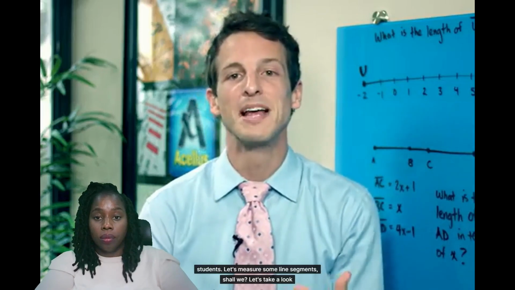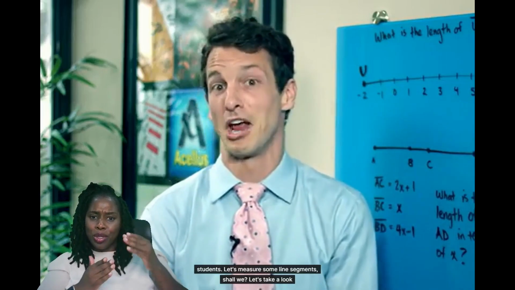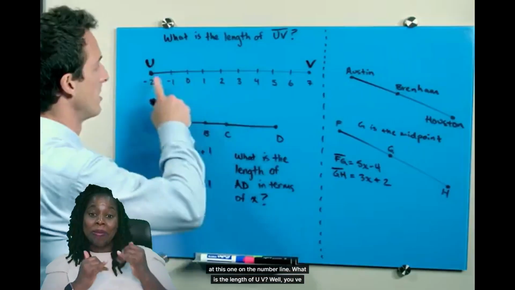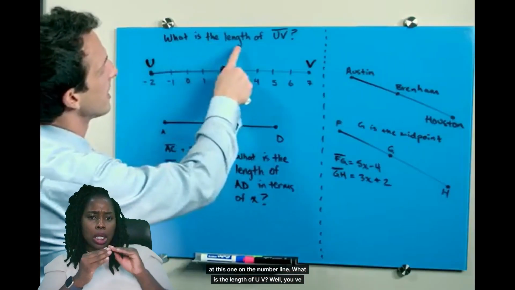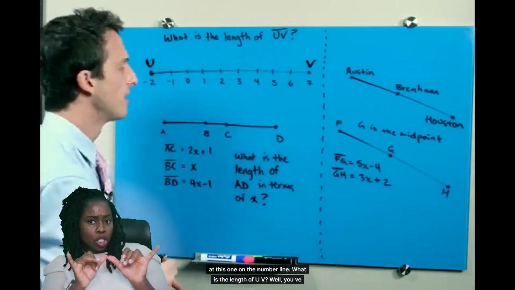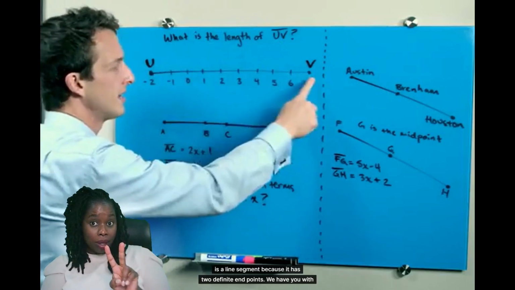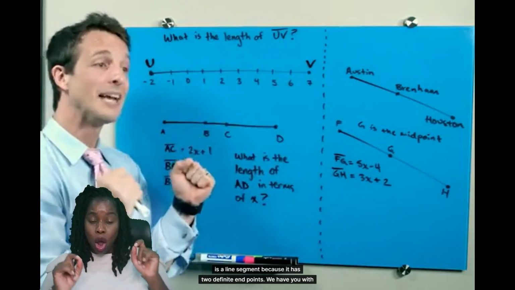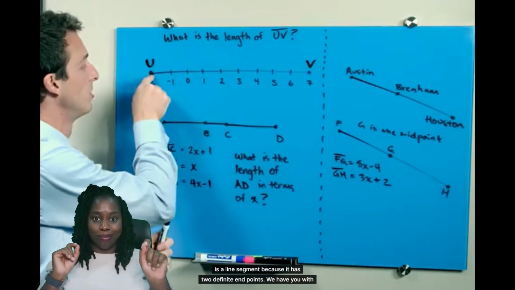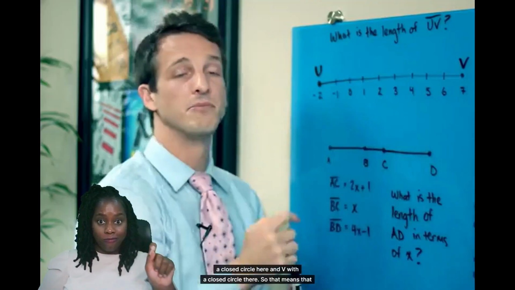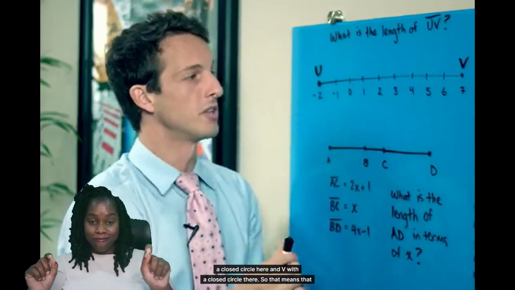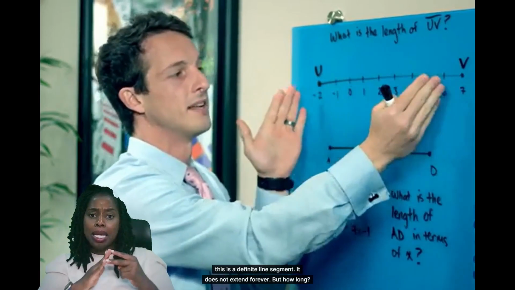Students, let's measure some line segments, shall we? Let's take a look at this one on the number line. What is the length of UV? Well, UV is a line segment because it has two definite endpoints. We have U with a closed circle here and V with a closed circle there. So that means that this is a definite line segment.